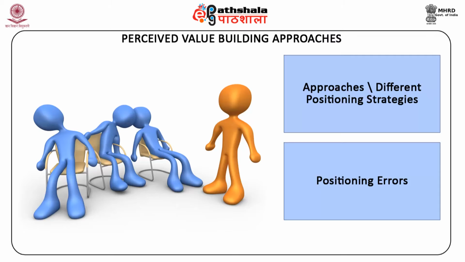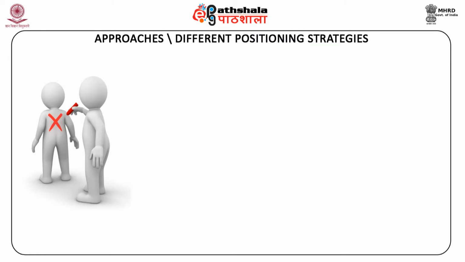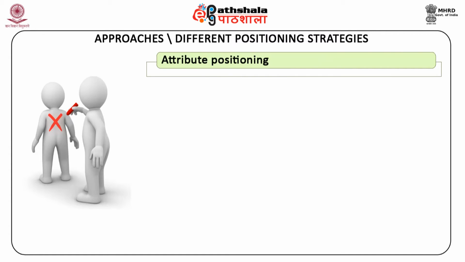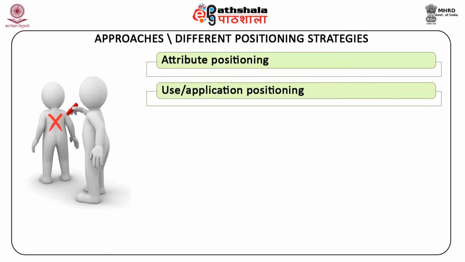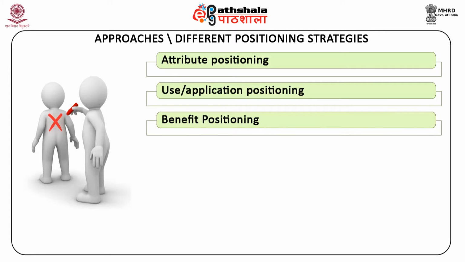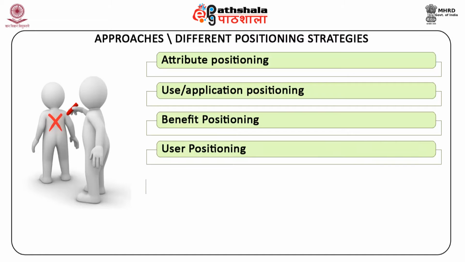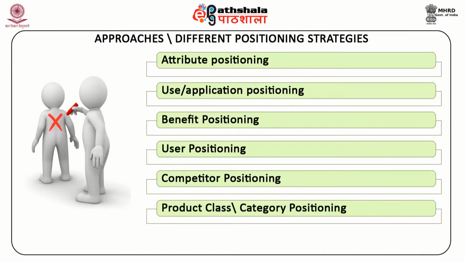Thus, there are 7 strategies being applied as positioning strategies. Next, we will discuss perceived value building approaches. Under this, we will talk about approaches, different positioning strategies, and positioning errors. First, we will discuss approaches or different positioning strategies. It includes attribute positioning, use application positioning, benefit positioning, user positioning, competitor positioning, product class category positioning, and quality or price based positioning.